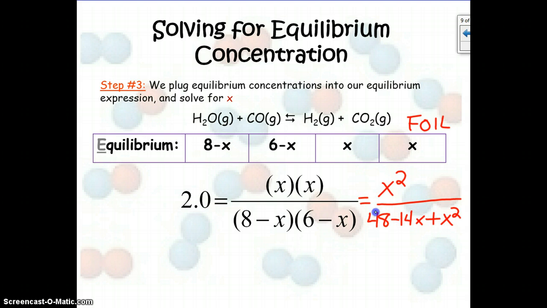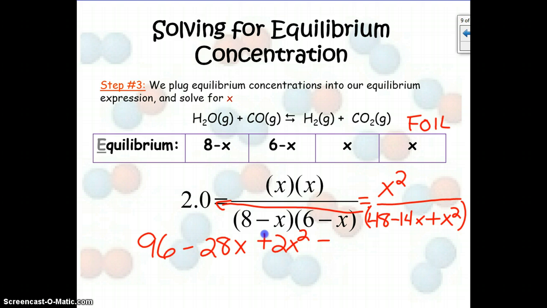All right, now we're going to simplify this, so I'm going to go ahead and cross multiply this whole entire thing times the 2. So that's going to give me 96 minus 28x plus 2x squared is equal to x squared. All right, now I'm going to get everything on the same side of the equation, and I'm going to go ahead and reverse it so that I'm in the order of x squared, x, and just the number. So we have minus x squared, so we get x squared minus 28x plus 96 is equal to 0. Now we're at a point where we can use the quadratic formula to solve for this problem.